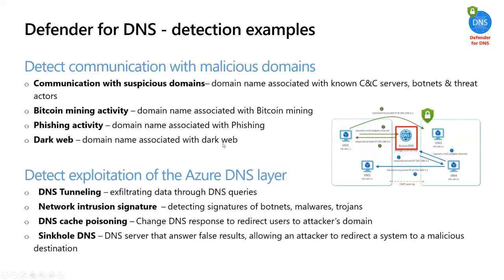The other bucket for Defender for DNS is detecting exploitation of the Azure DNS layer. So we can have DNS tunneling, which is exfiltrating data through DNS queries. We can also detect signatures through the network intrusion signature piece of botnets, malware, and Trojans. There's DNS cache poisoning, which changes the DNS response and brings users either to the attacker's domain or to a domain that wasn't intended. And then there's also sinkhole DNS. So these are some of the detection examples that are part of Defender for DNS.